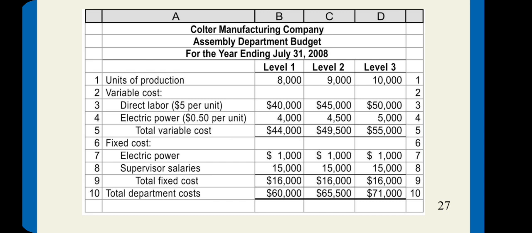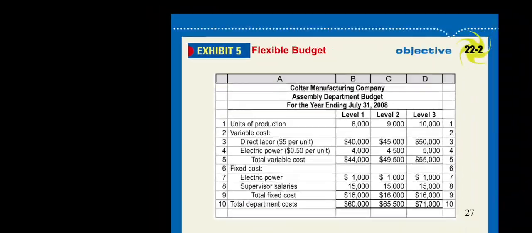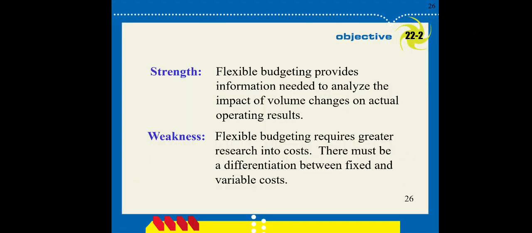So the good thing about flexible budget is the budget will change when the quantity of production changes. If a department produces more, then the department can expect higher cost. If a department produces less, then the department can expect lower cost. There are strengths and weaknesses of flexible budget. The strength is that it provides information needed to analyze the impact of volume changes on actual operating results. The weakness is that it requires greater research into costs. There must be a differentiation between fixed and variable costs.